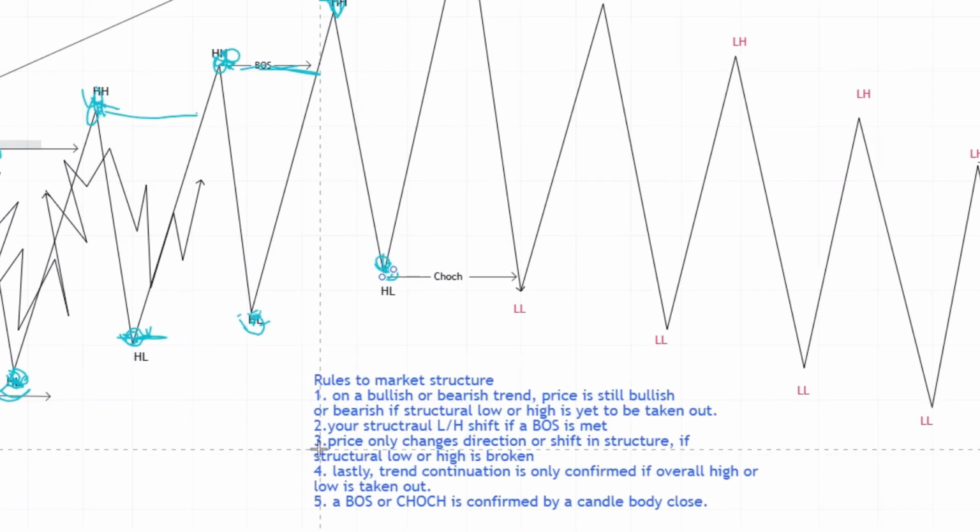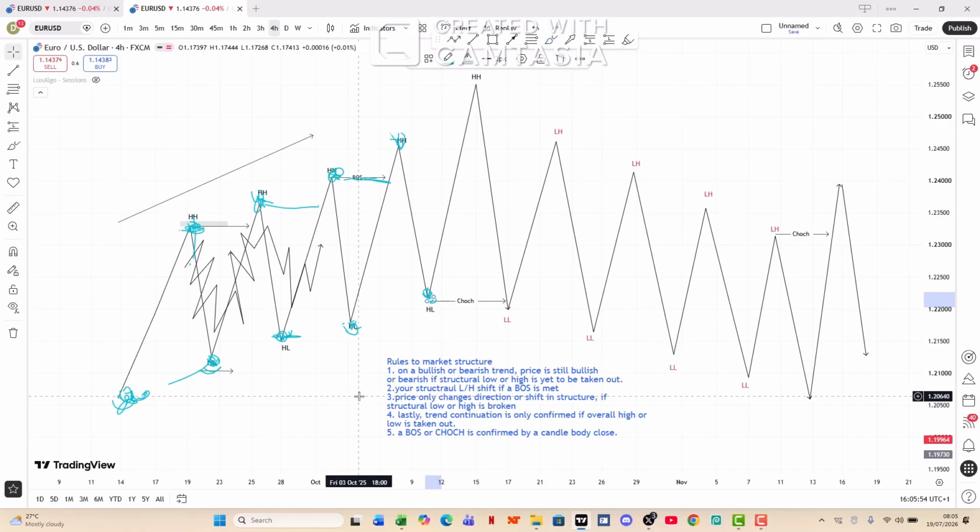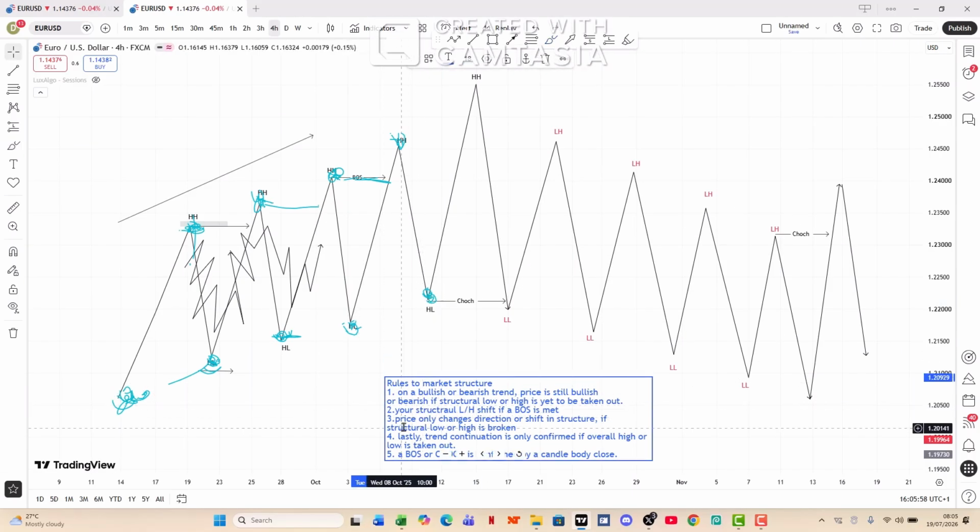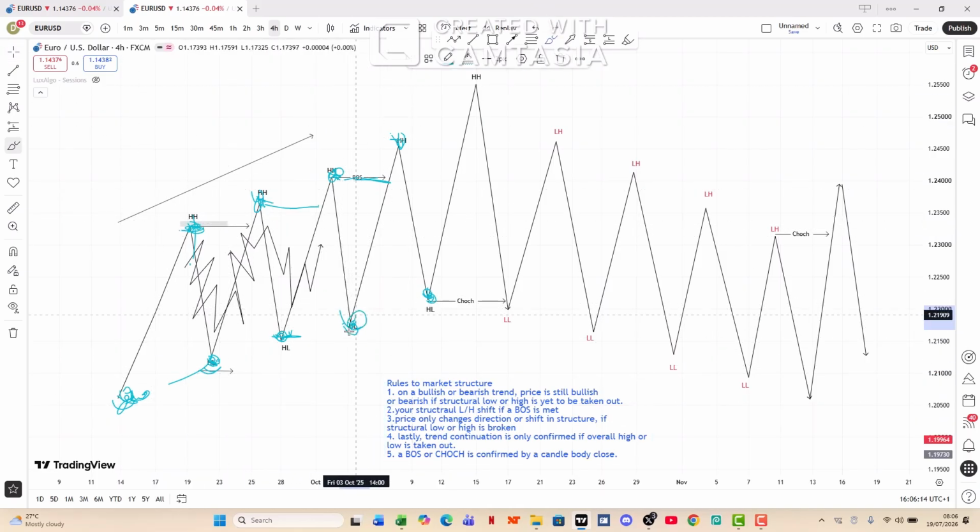So we'll go to number 3 here. Price only changes direction or shifts in structure if a structural low or high is broken. All right, so I've explained this. This is clearly talking about change of character. Price only changes direction or shifts in structure if a structural low or high is broken. All right, so your structural lows are what is holding your bullish trend direction. So if your structural low is taken out here, price has confirmed a change of character, and you should be expecting a bearish market from there.